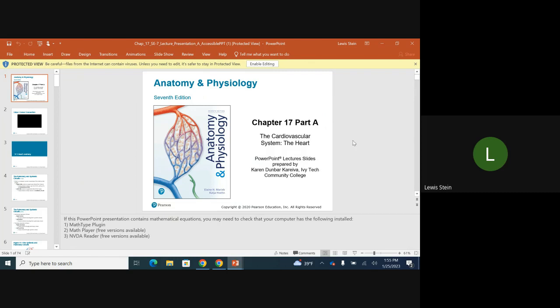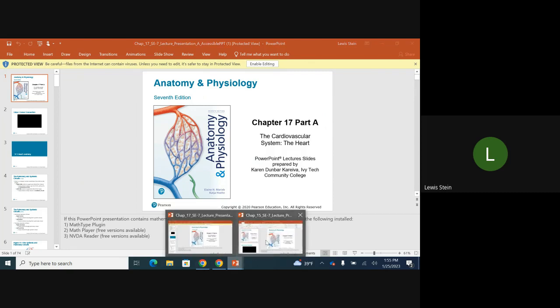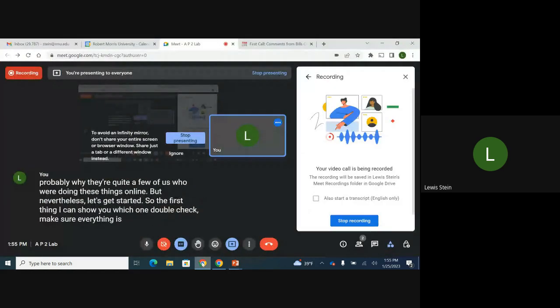Hopefully the weather will be conducive. Not that the weather was a problem today, but it might have been, and that did affect a lot of students coming in. So many of us had classes that were, relatively speaking, sparse, and that's probably why. There were quite a few of us doing these things online, but nevertheless, let's get started. First, I just want to double check, make sure everything is recording, and it looks like it is.